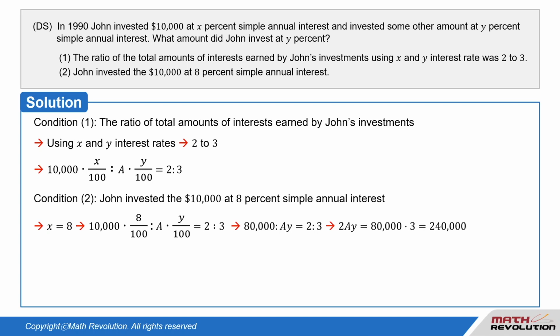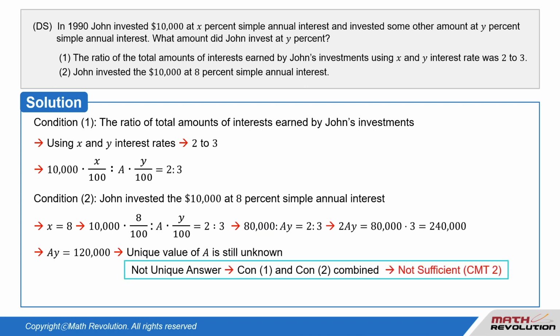Thus we get 10,000 times 8 over 100 is to A times Y over 100 is equal to 2 is to 3, which gives 80,000 is to A times Y is equal to 2 is to 3, so 2 times A times Y equals 80,000 times 3, which is 240,000. Thus, A times Y equals 120,000. But we still do not get a unique value of A.